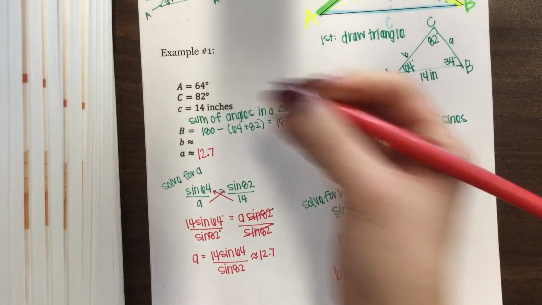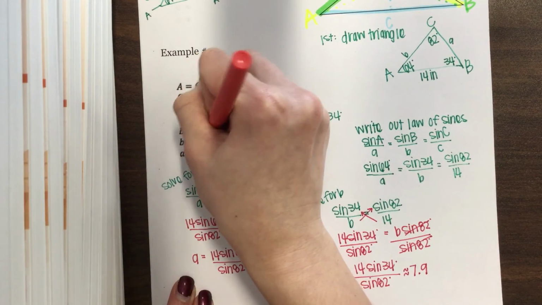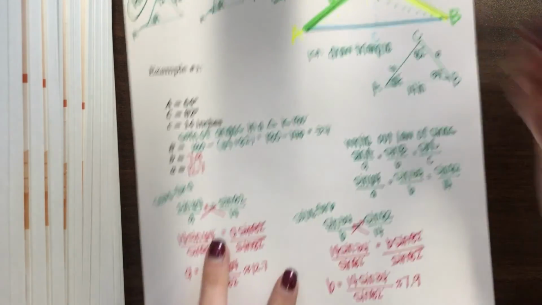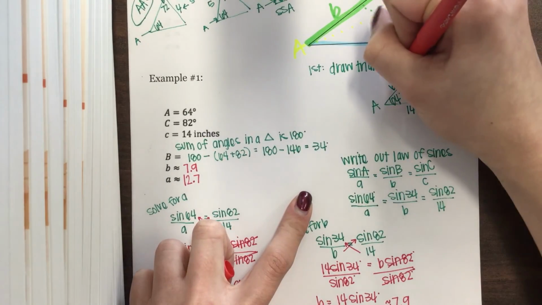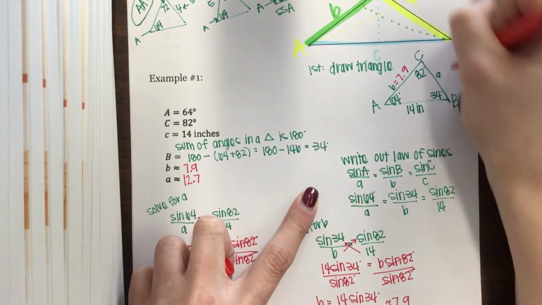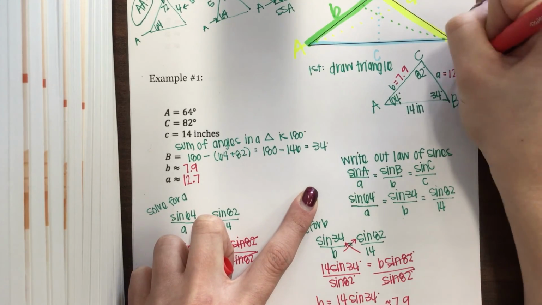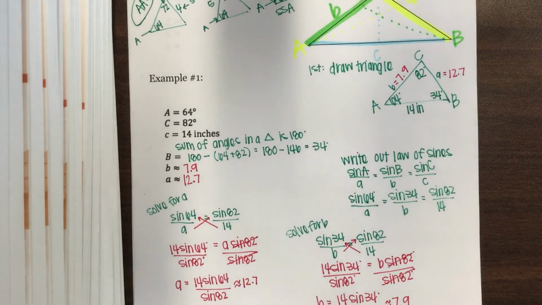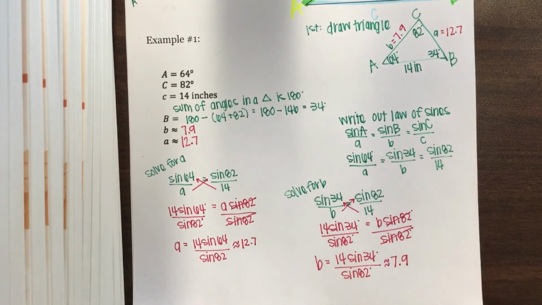So now we have found b. b is 7.9. Okay, and we can come up here to our triangle and label these if we want to. So that's 7.9, this is 12.7. Okay, so that's how we use the law of sines to solve for these sides.